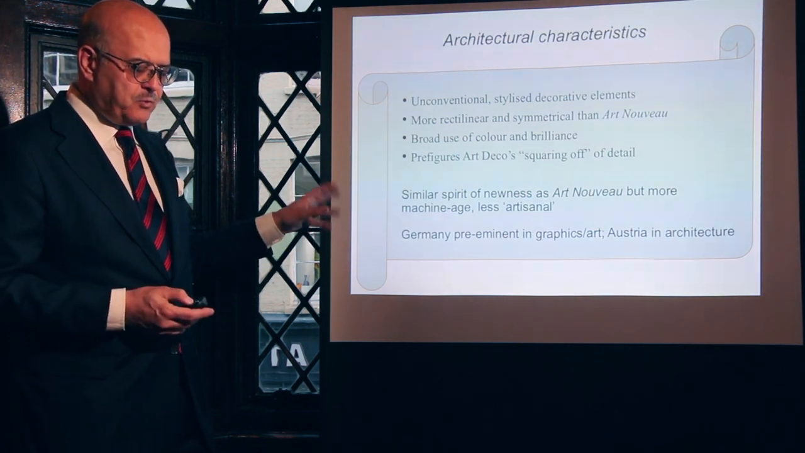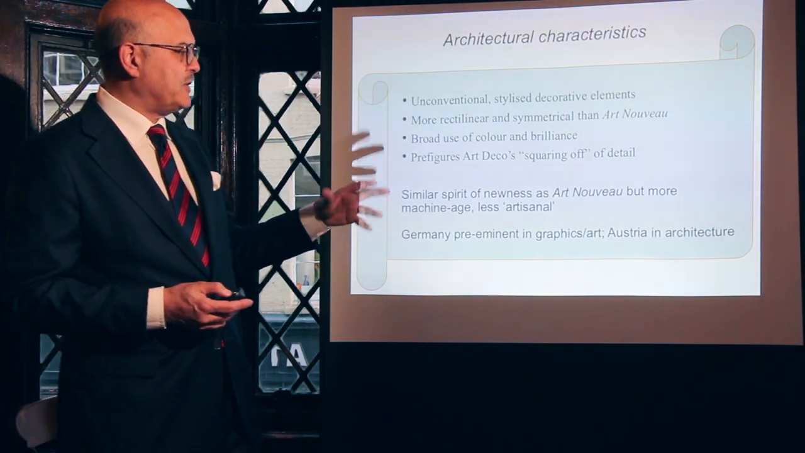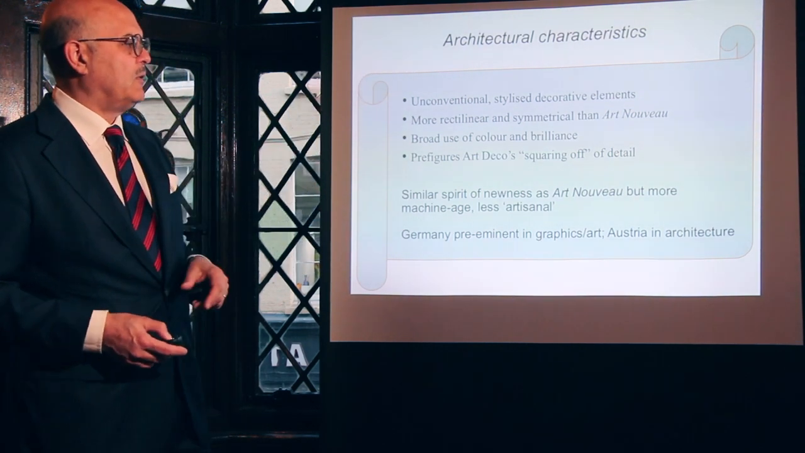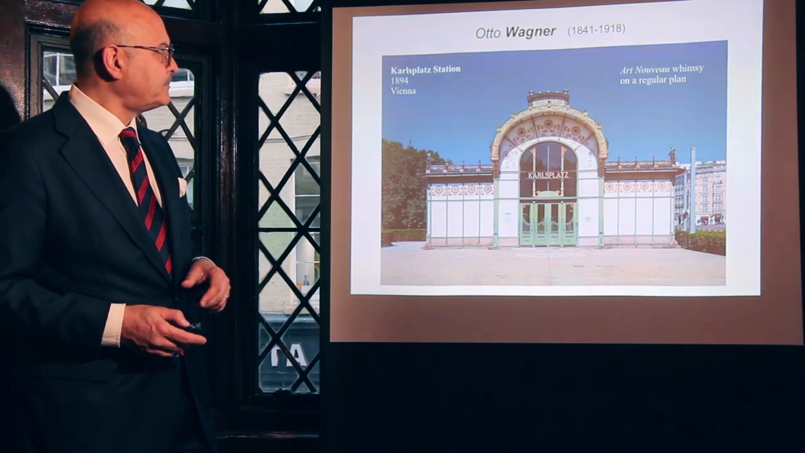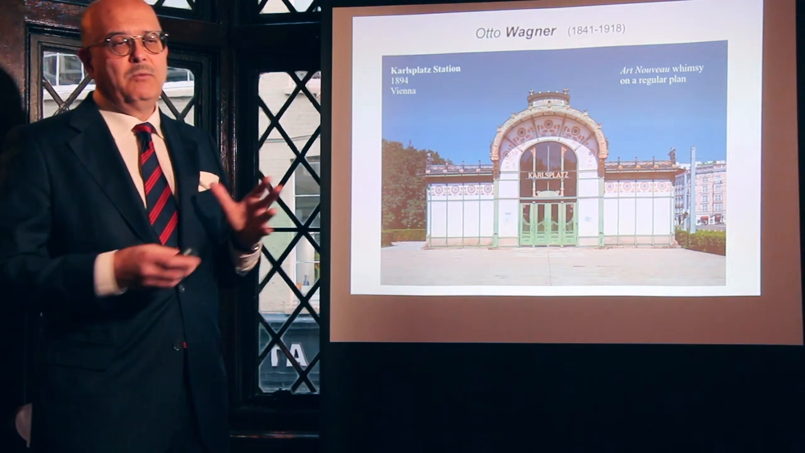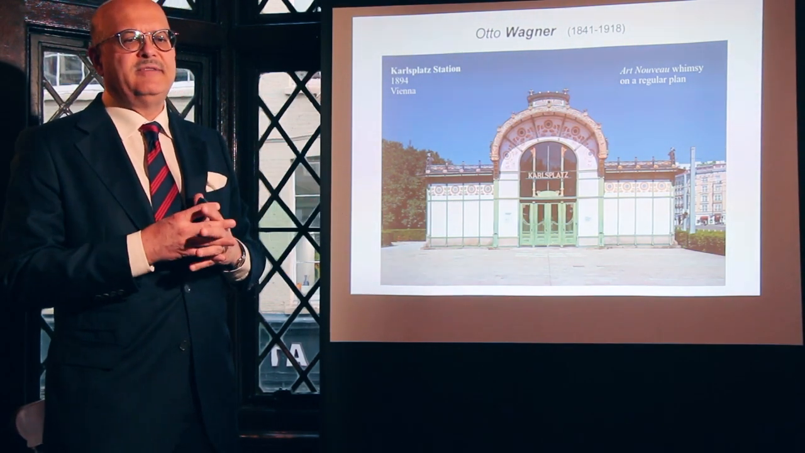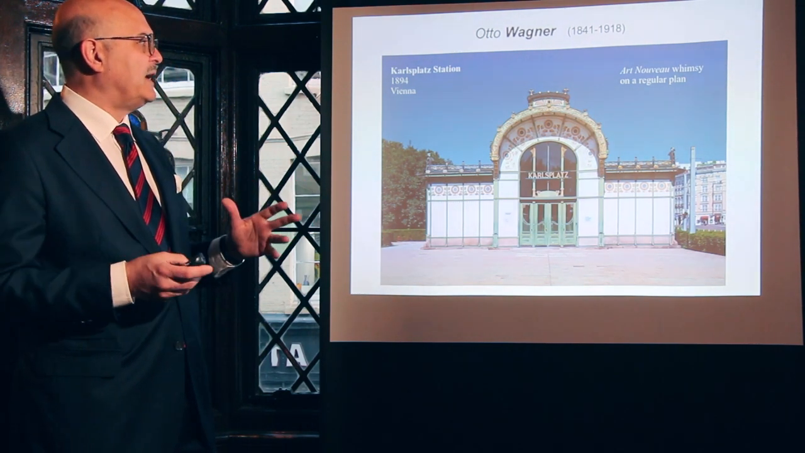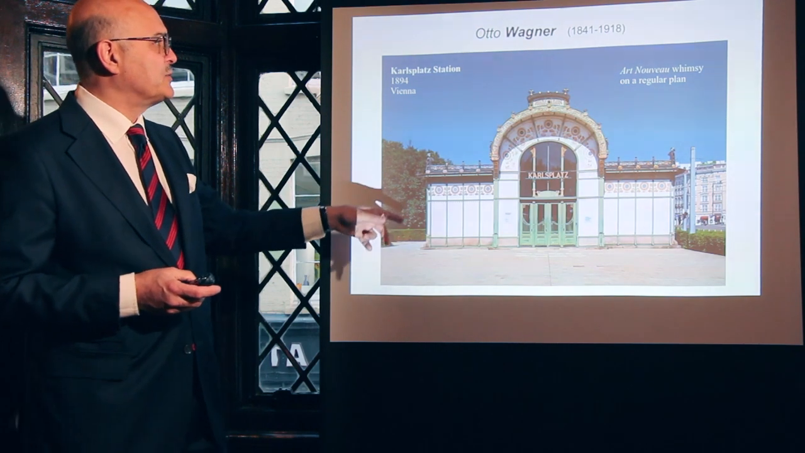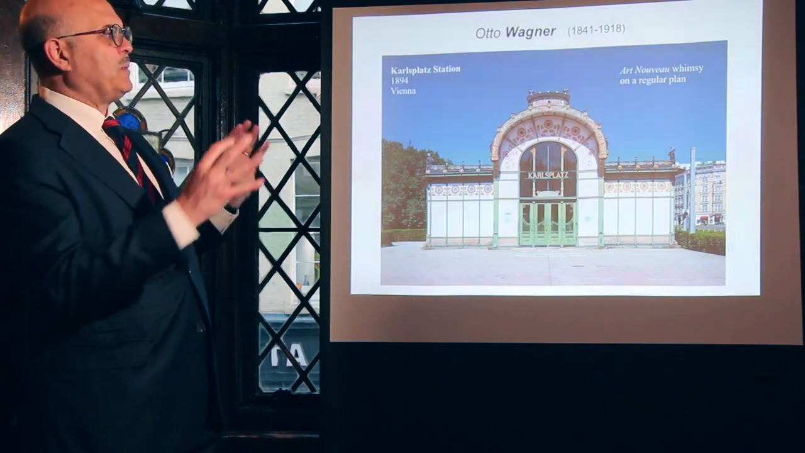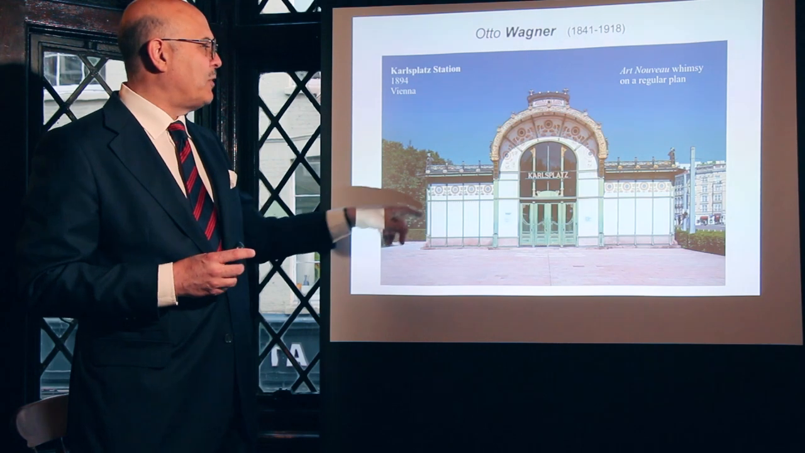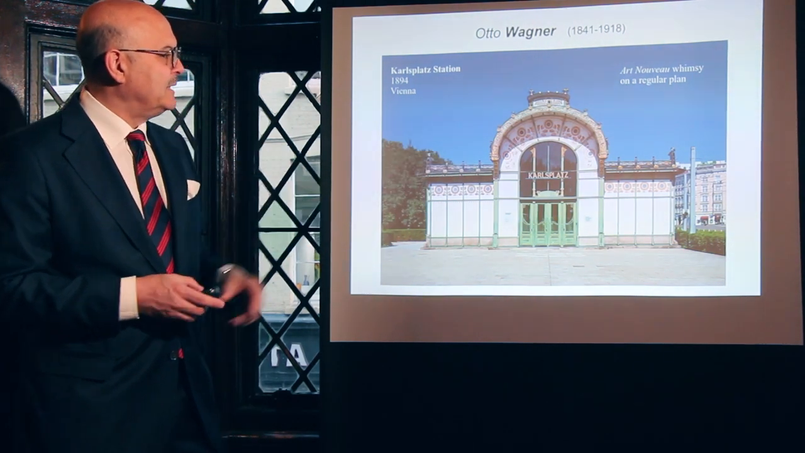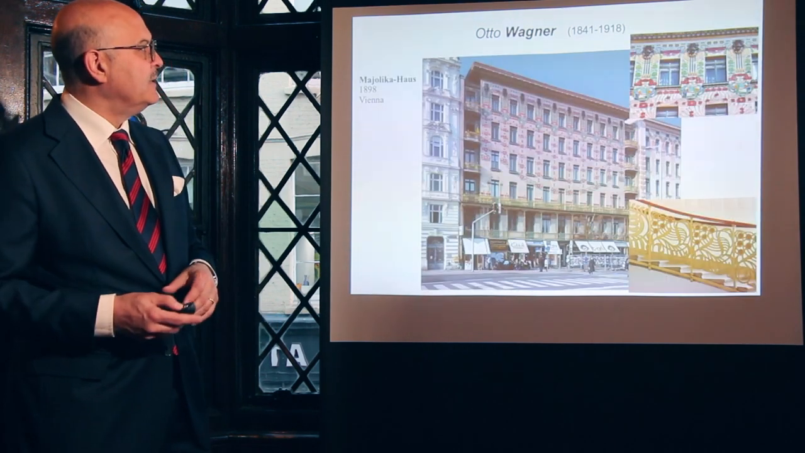Germany probably produced more great graphic artists in that space, but most of the really good architects in this style came from Austria. So this is Otto Wagner, who was a very prominent architect in Vienna for several decades. He built in lots of styles, but this is Karlsplatz station, so it's still a very regular plan, but the ornament is quite Art Nouveau, quite whimsical, lots of sunflowers and curvy bits.